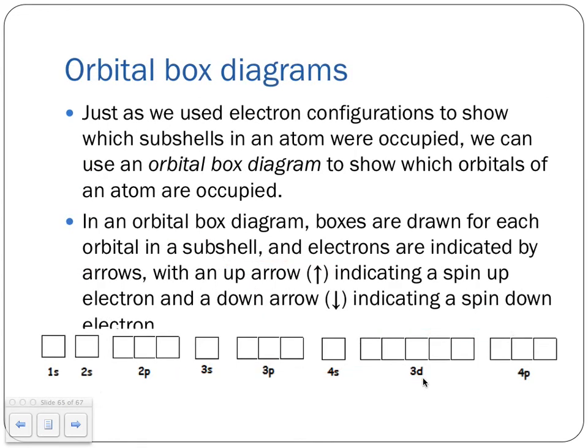So we can use these rules now to do another way of showing where the electrons are in atoms, and these are called orbital box diagrams. And so these will show not just what subshells are filled, but also which orbitals are filled. So in an orbital box diagram, boxes are drawn for each orbital in a subshell, and the electrons are indicated by arrows, sort of like we did before, with an up arrow indicating a spin up electron and a down arrow indicating a spin down electron.